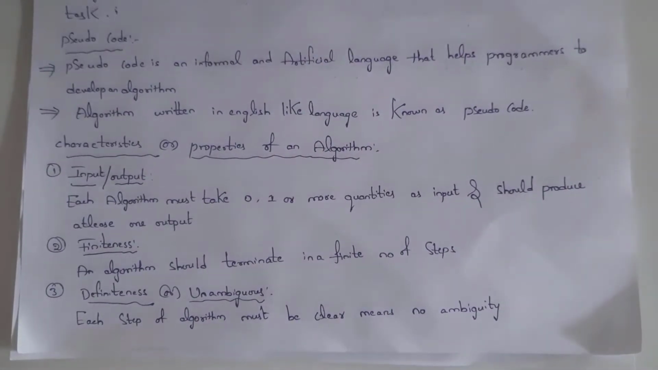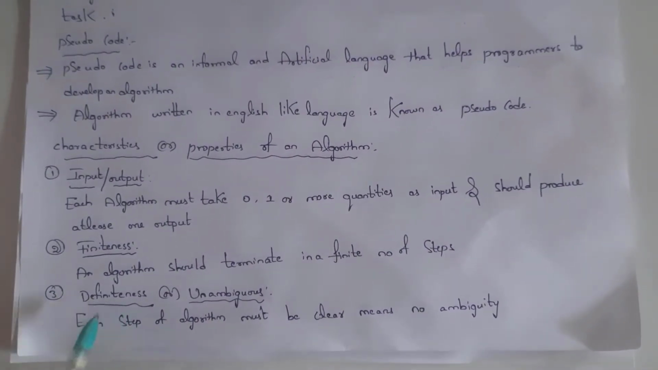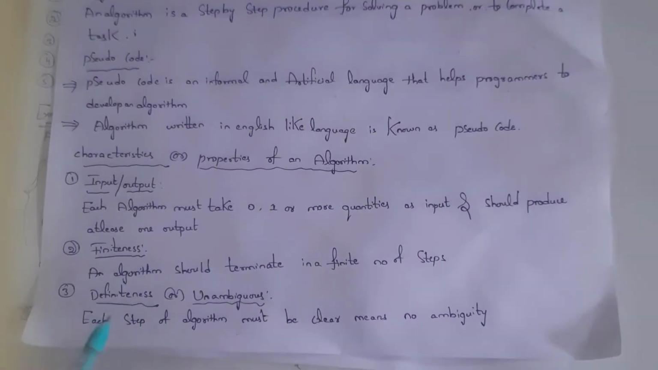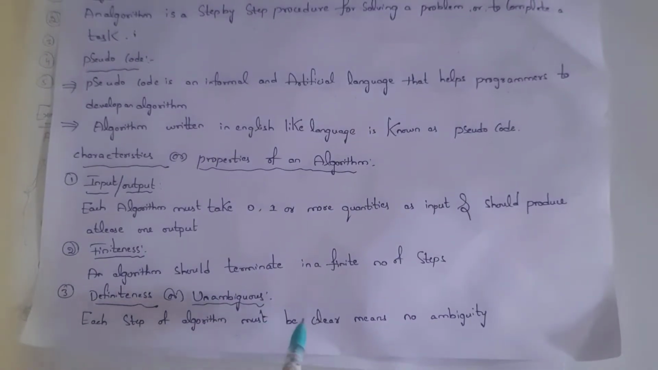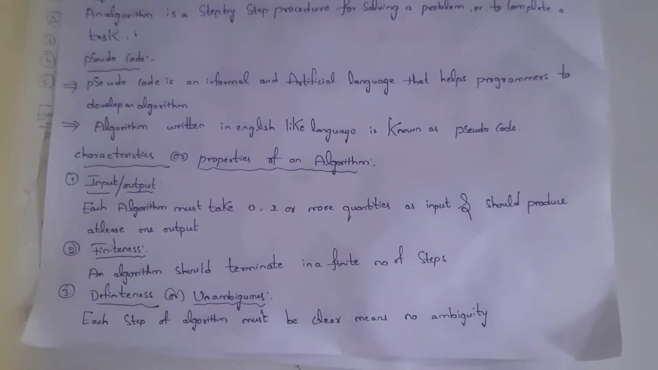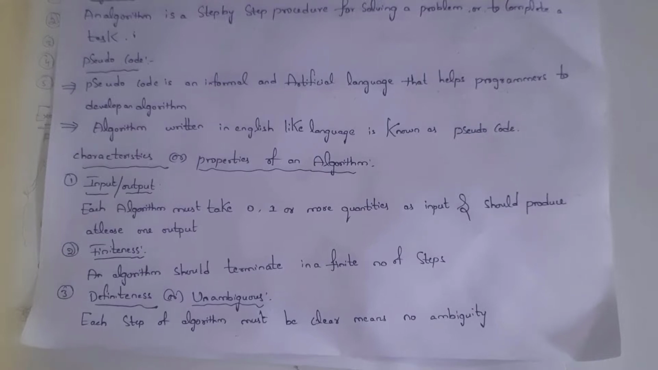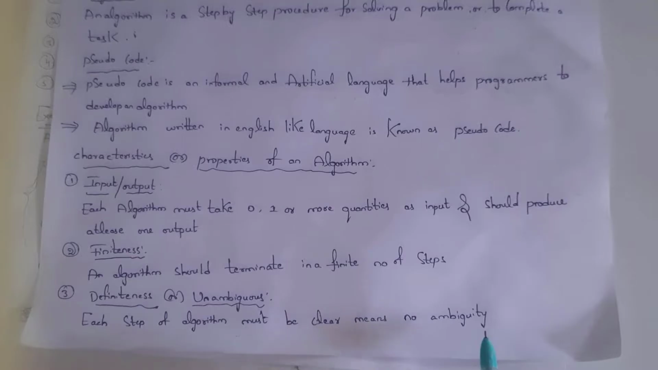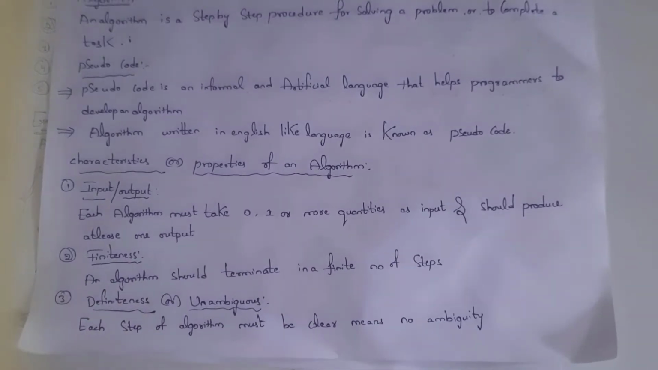Third point is definiteness. You can also say definiteness as unambiguous. Each step of an algorithm must be clear, means no ambiguity. Whatever steps that we are writing in an algorithm, each and every step must be clearly understandable. There should not be any ambiguity. Ambiguity means mistake. There should not be any mistake. This is known as definiteness.